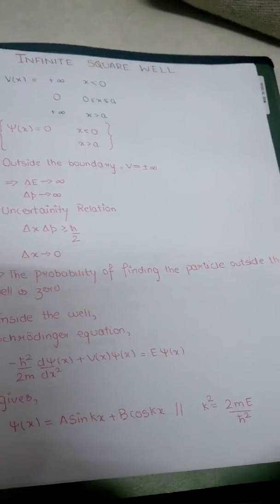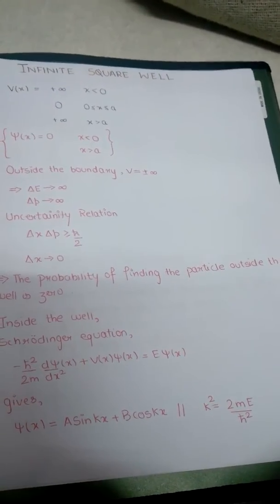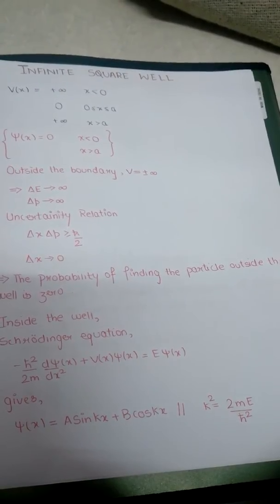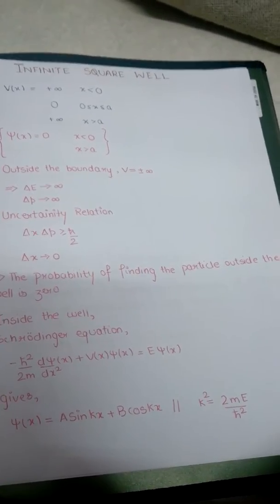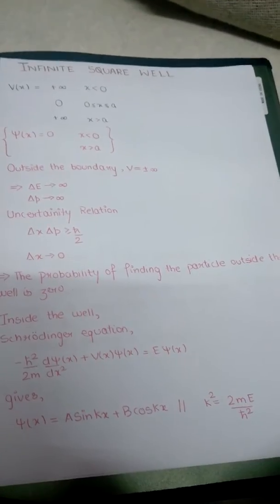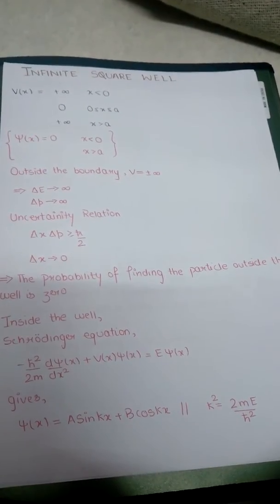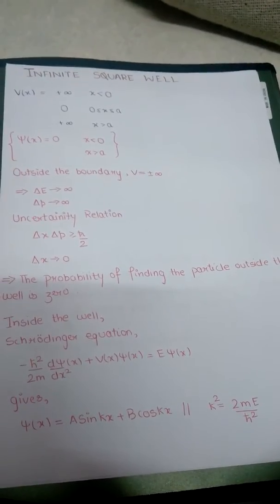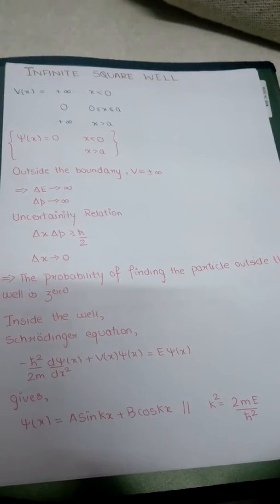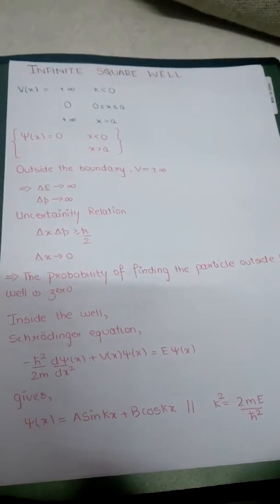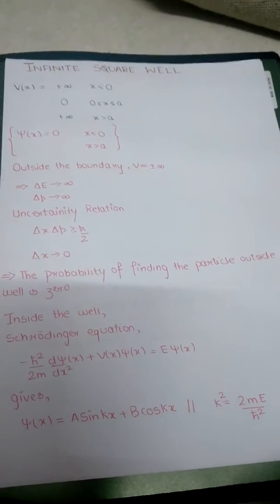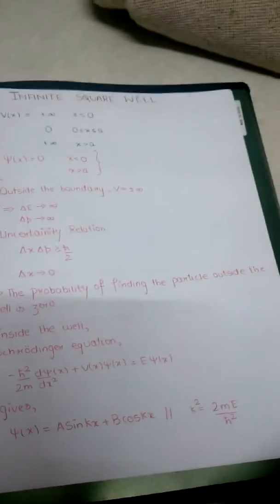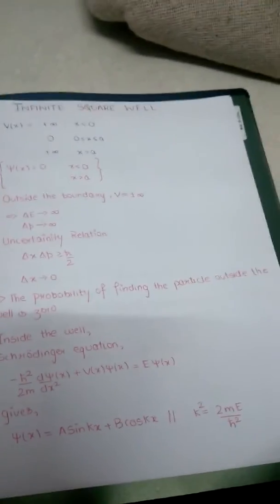Next is an infinite square well. The potential is listed here, but the important thing to note is the wave function is 0 for x less than 0 and x greater than a. Why is this so? The reason is because the walls are at infinite potential, which implies that the uncertainty of energy outside the well is also infinity, which indicates that the uncertainty in the momentum of the particles is infinity. So from the uncertainty relation, the uncertainty in the position of the particle outside the well is 0, which shows that the probability of finding the particle outside the well is 0.